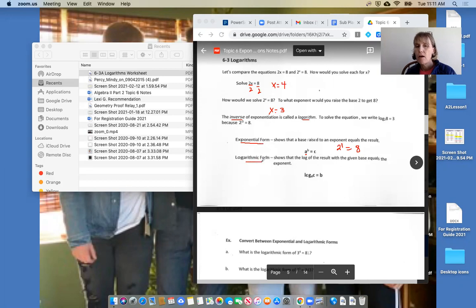If I write it in logarithmic form, it shows that the log of the result of the given base equals the exponent. So again, since this is the base in the exponential form, it's also the base in the log form. So this would be written as log base 2. That 2 is a subscript. It's written down below the word log. Log base 2 of 8 equals 3. Your exponent is what it equals. So these two are equivalent to each other. This is written in exponential form. This is written in log form.